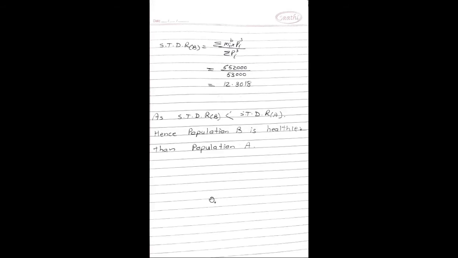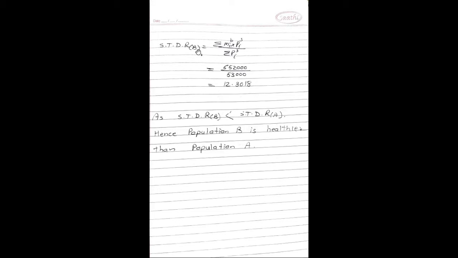So it becomes 2,08,000. Now to find STDR for population B, we need to have the last column total, which is nothing but 6,52,000, and PIS total is 53,000. We know that this total is 53,000. So see the calculations.